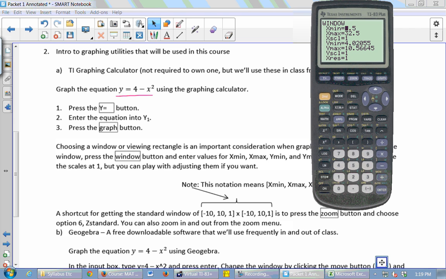And you have to give it values for xmin, xmax, ymin, and ymax. You can also give it a value for the scale. That's just the space between tick marks. I typically leave it at 1, but you're welcome to play around with that if you want. So I'm going to just do a standard window, which is -10 to 10 on both axes with a scale of 1. So you can type it in, -10 to 10, scale of 1, then -10 for y min and 10 for y max. And you hit graph again, and this time we see the whole graph. Looks just like the one we drew.